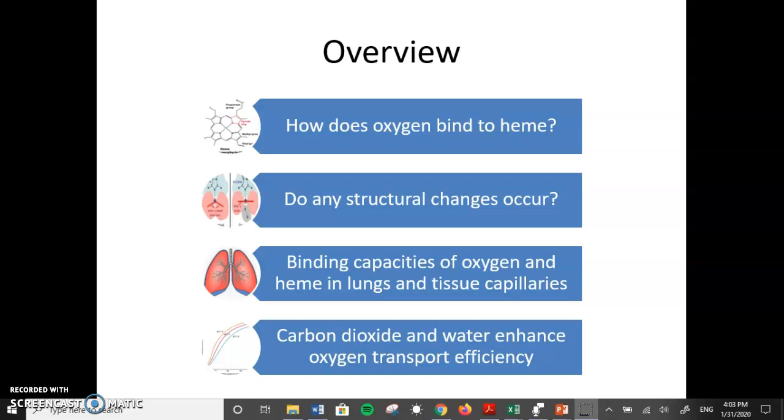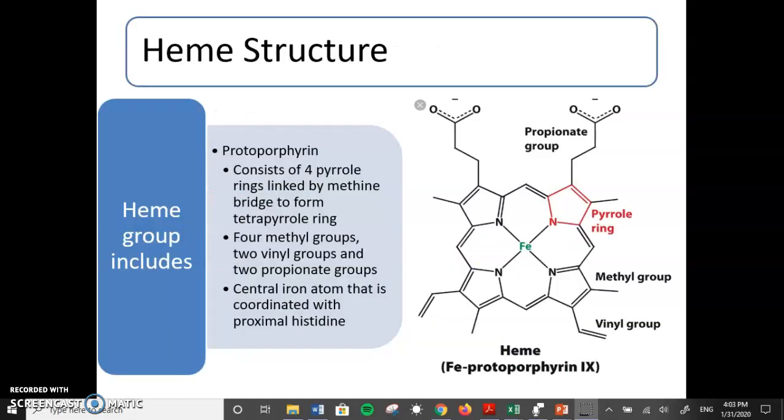So first, it's important to know what heme is, where it's found, and what its structure is. So heme and heme groups are found in hemoglobin and myoglobin, and are responsible for the red color as well as being responsible for oxygen binding.